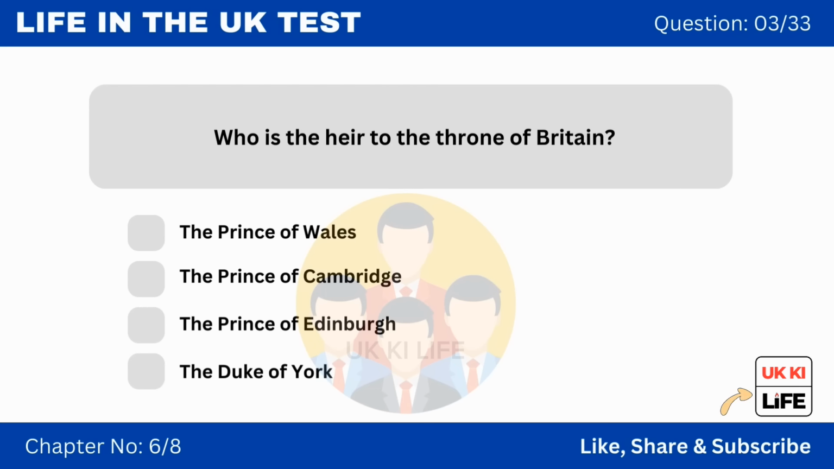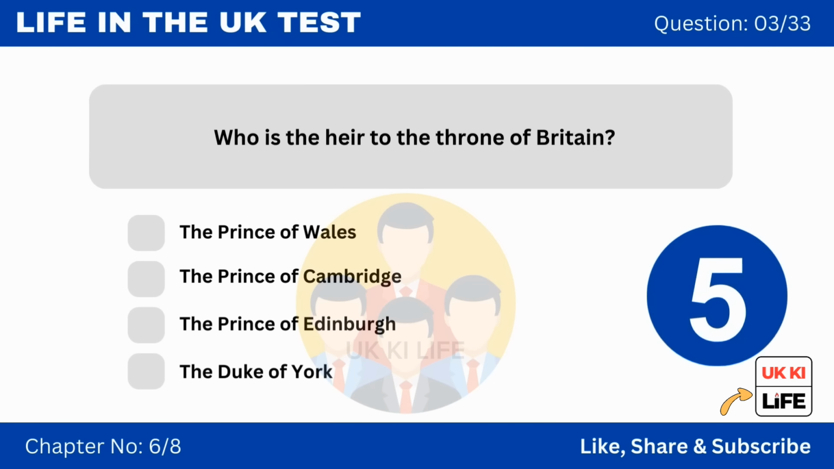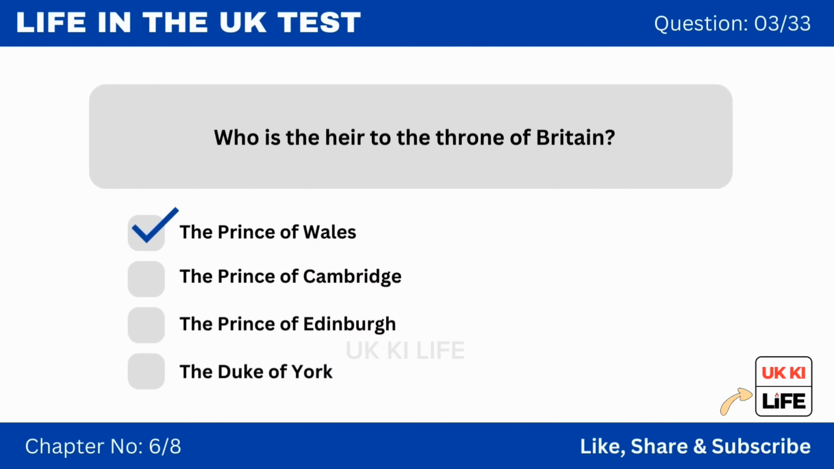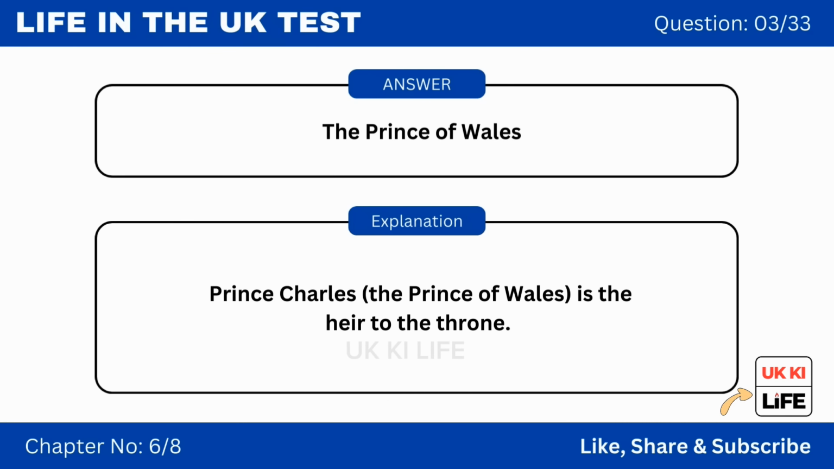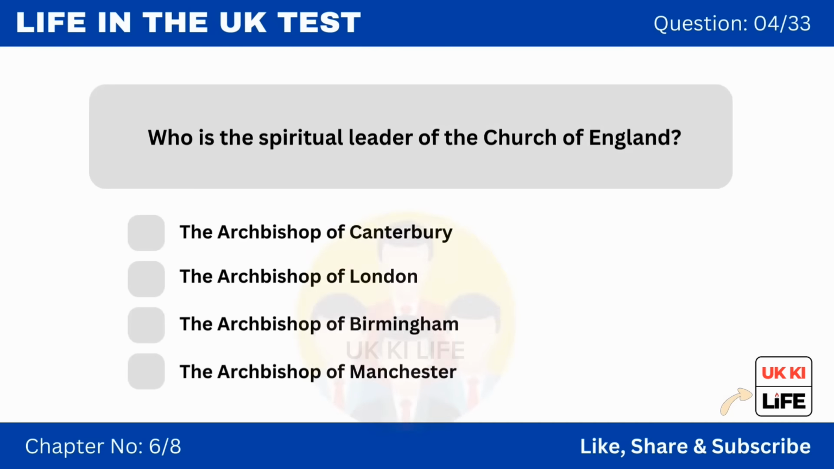Question 3. Who is the heir to the throne of Britain? The Prince of Wales, the Prince of Cambridge, the Prince of Edinburgh, the Duke of York. The correct option is A. Explanation. Prince Charles, the Prince of Wales, is the heir to the throne. Question 4. Who is the spiritual leader of the Church of England? The Archbishop of Canterbury, the Archbishop of London, the Archbishop of Birmingham, the Archbishop of Manchester.